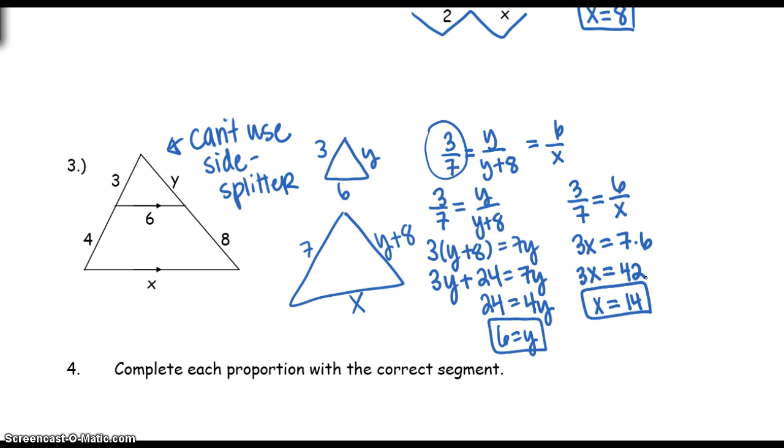We found x and we found y. So just be really careful. On number 3, you cannot find x by using the side splitter because 6 and the x are both bases. And be very careful because a lot of students continue to try to use it anyway.